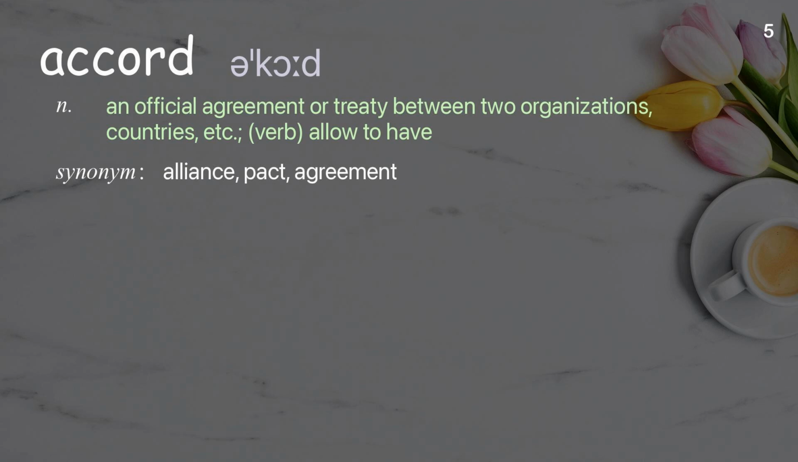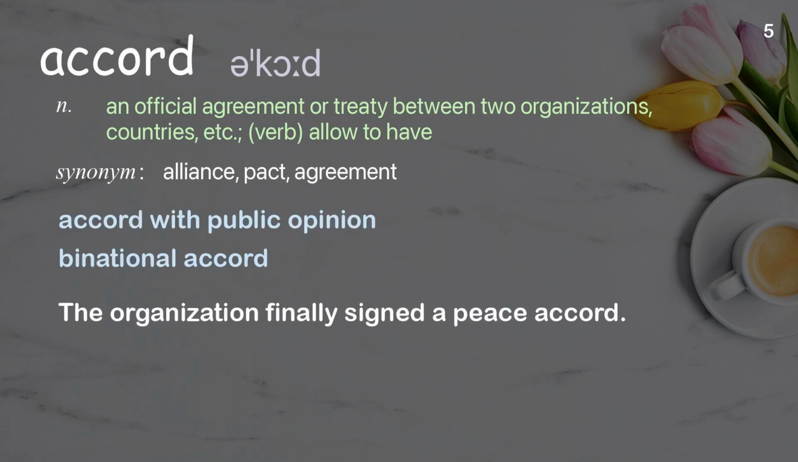Accord. An official agreement or treaty between 2 organizations, countries, etc. Verb: allow to have. Examples: Accord with public opinion. By national accord. The organization finally signed a peace accord.